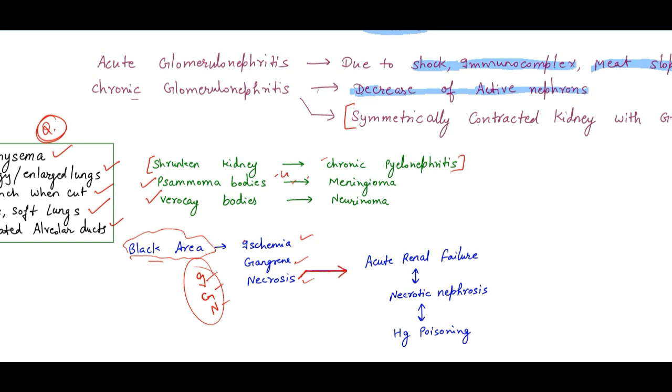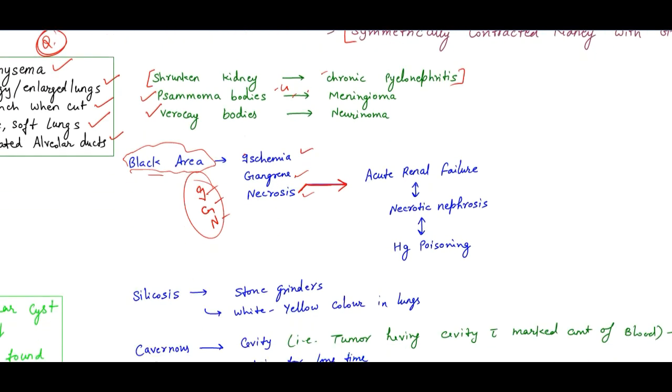Remember these things. If you find something like acute renal failure, just do the vice versa. Vice versa you mean? Just interchange. If you find acute renal failure in the question, go for necrotic nephrosis. If you find necrotic nephrosis in the question, go for acute renal failure, and that is also caused by mercury poisoning. So just interchange that and you will find the answer. This is just a trick.